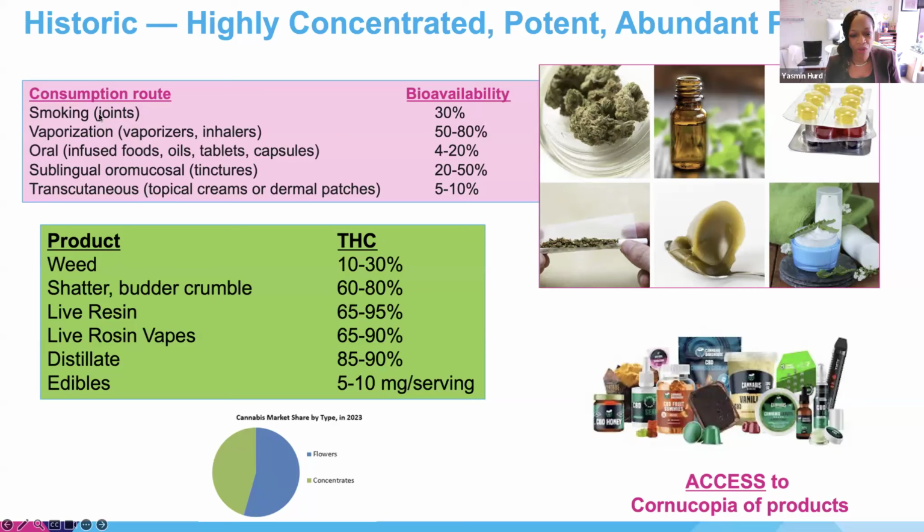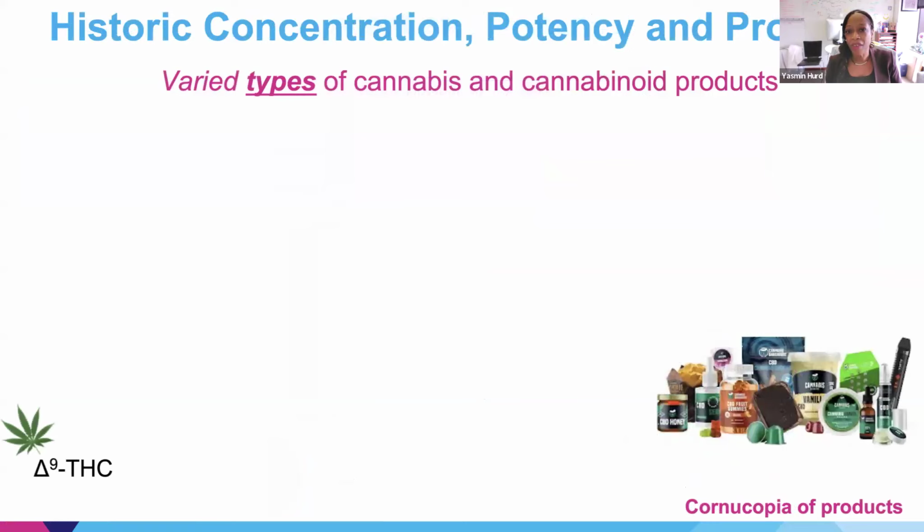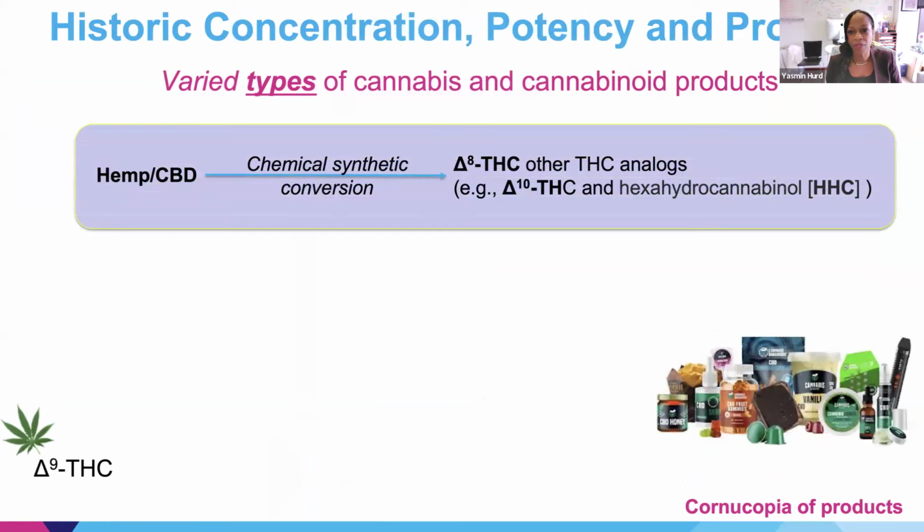Of course, smoking is still one of the main routes of that, how people take it, but concentrates are growing in number in terms of how people are consuming this THC, and these concentrates give high amounts of THC in the body. The other thing about these historic concentrated and potent products is the varied types of these products.